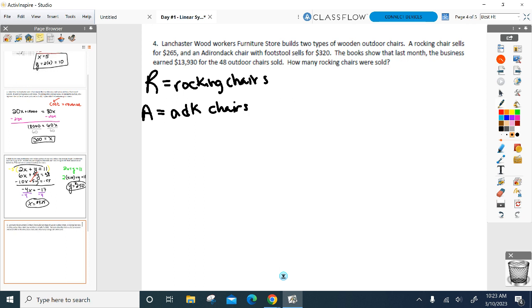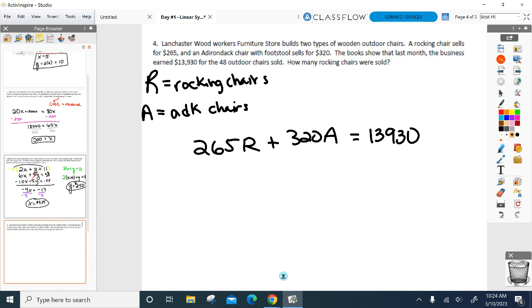So we have what? $265 for a rocking chair. All right, so I'm going to put $265 times, well, you put X, I put R. So that's the way I'm rolling. Plus Adirondack chair, $320 for me, A. Money stays with money. $265, $320. That all equaled the total money, $13,930. Money stays with money in the same equation.